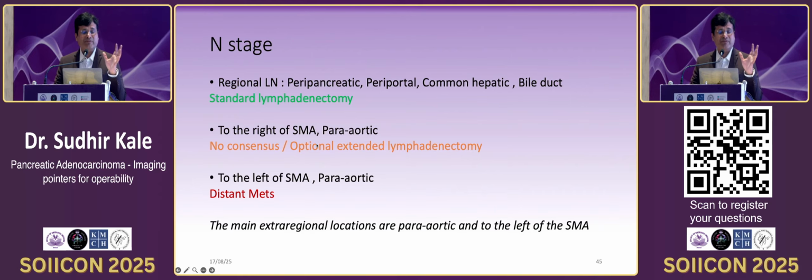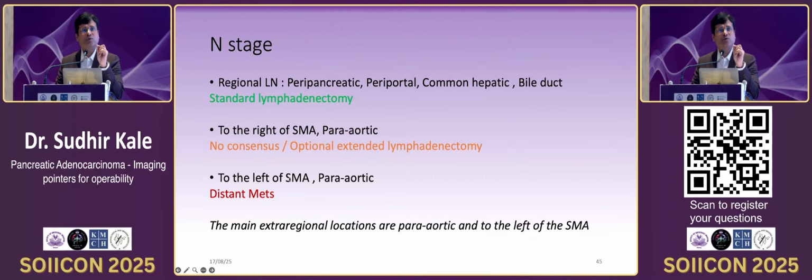You should know the difference between the standard lymphatic, regional nodes and the metastatic nodes. So peripancreatic nodes, periportal, common hepatic, all these nodes just require the standard lymphadenectomy. And for all the nodes to the right of SMA, it's still an optional extended lymphadenectomy. But I want everyone to keep note of this.